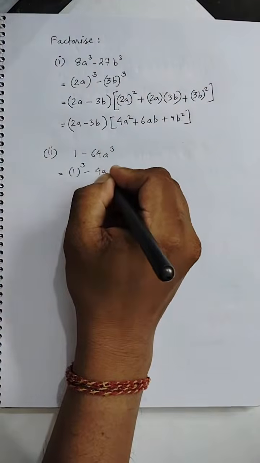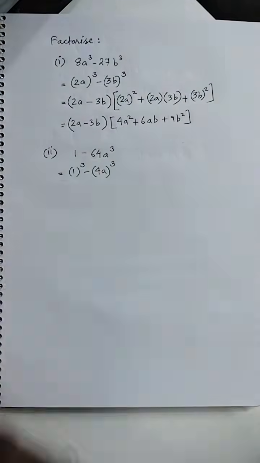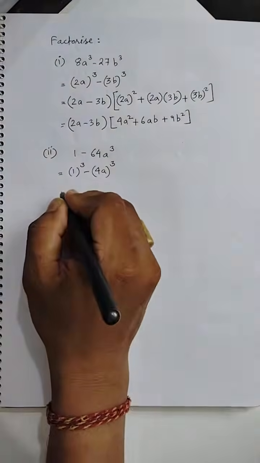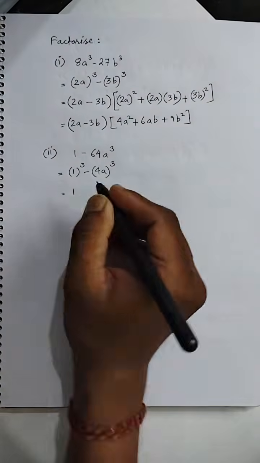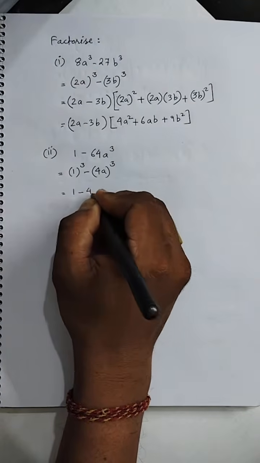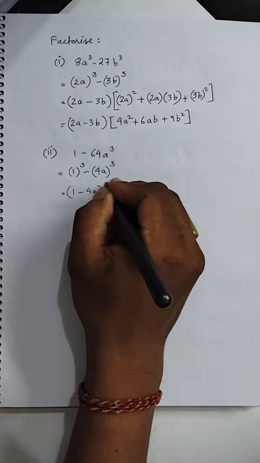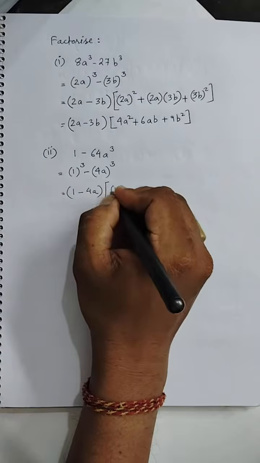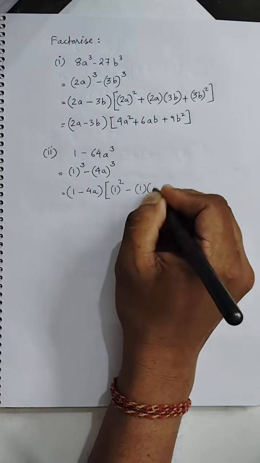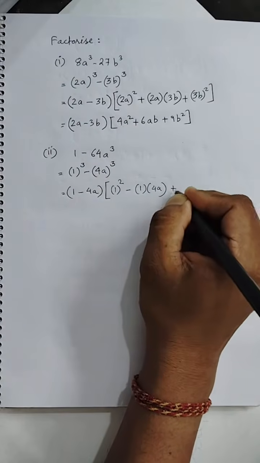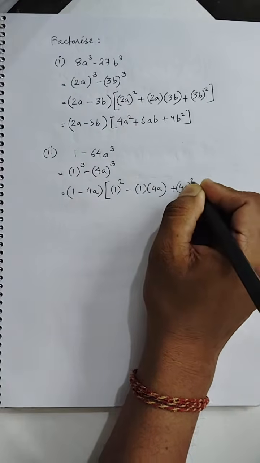So 64 is 4 cube. So we will write this as 4a whole cube. Okay, so again, this is the one with negative sign. So 1 minus 4a, 1 whole square, minus 1 into 4a, plus 4a whole square.